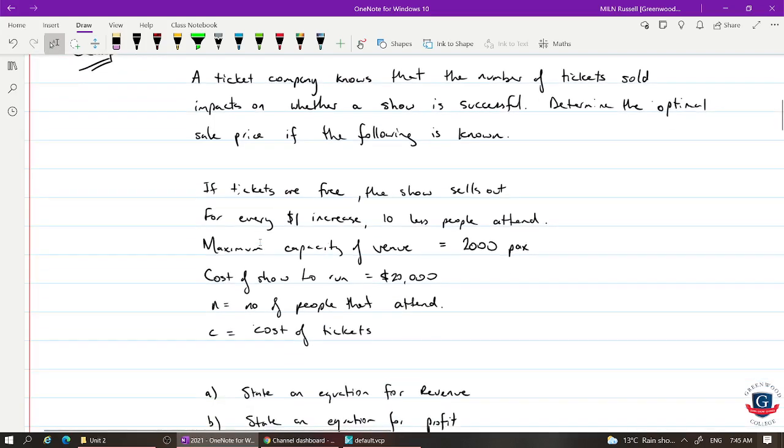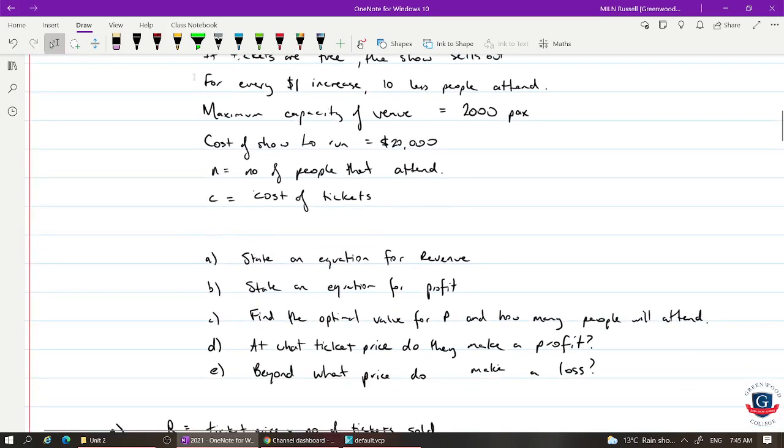The number of people that attend is N, the cost of tickets is C, and we're going to assume that no more than 2,000 people wish to attend, because that would change our formula if that was the case. We're going to ignore that case, we're just going to work with what we've got, and assume that these two statements are linked.